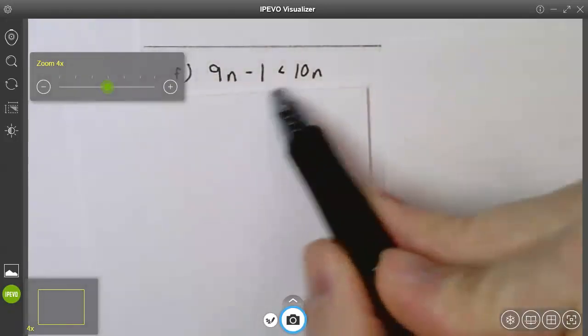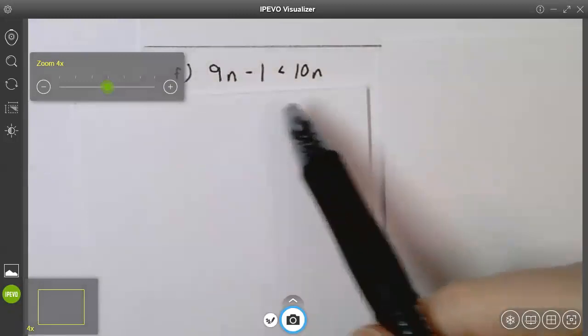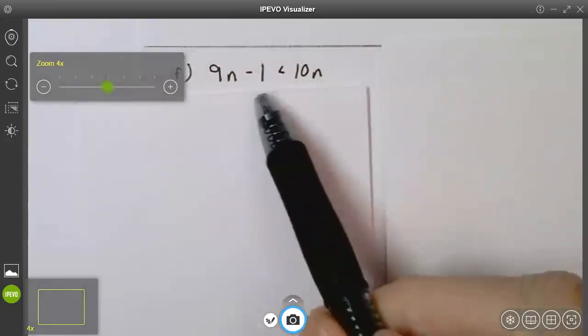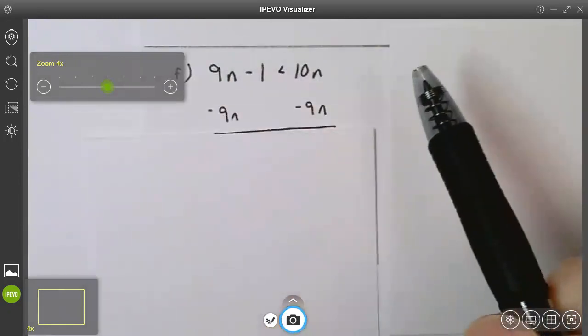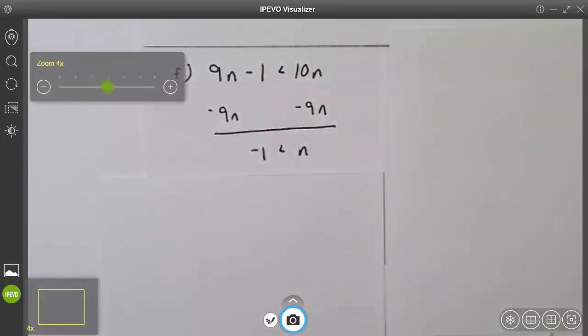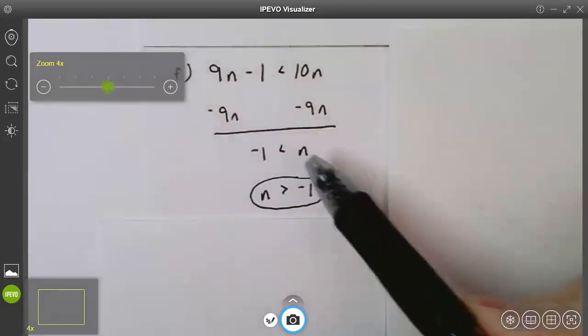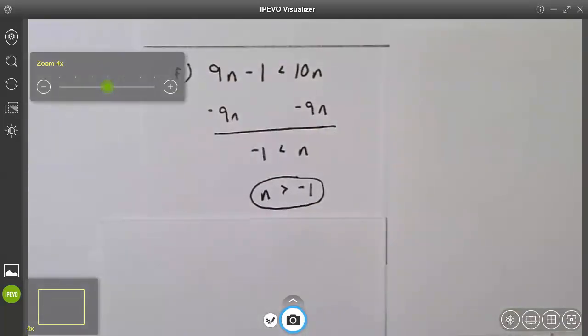On F, both sides are in simplest form, but the variable is not on one side. Anytime you have a variable on both sides and a constant only on one side, always move that variable away from the constant. In this case, we subtract 9n from both sides. That gives us negative 1 is less than n, which is true, but it's better written n is greater than negative 1. The mouth opens to the n here, the mouth opens to the n here. I did not multiply or divide both sides by negative, so I did not have to flip my symbol.